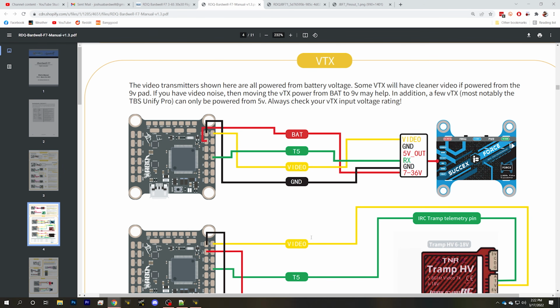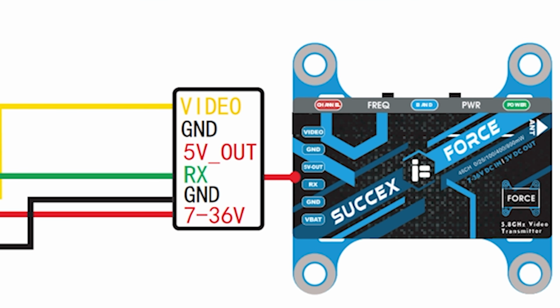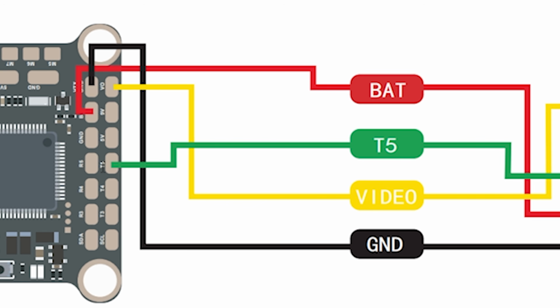Looking here in the manual for the JBF7 flight controller, we can see some examples of this. Here is the iFlight Sussex Force video transmitter, and it has a wire labeled RX, and it goes to a TX pad on the flight controller. They've shown it going to T5.